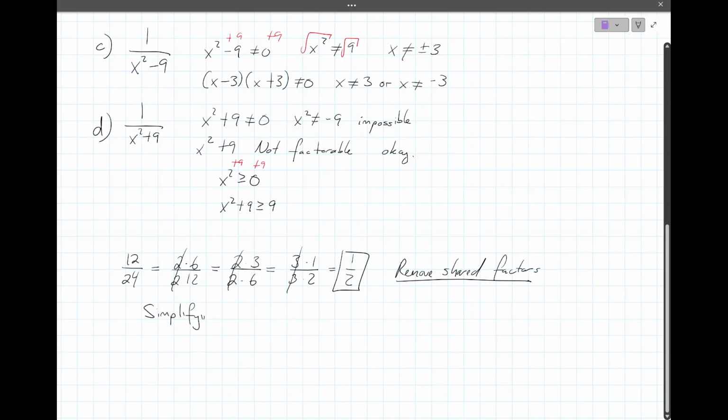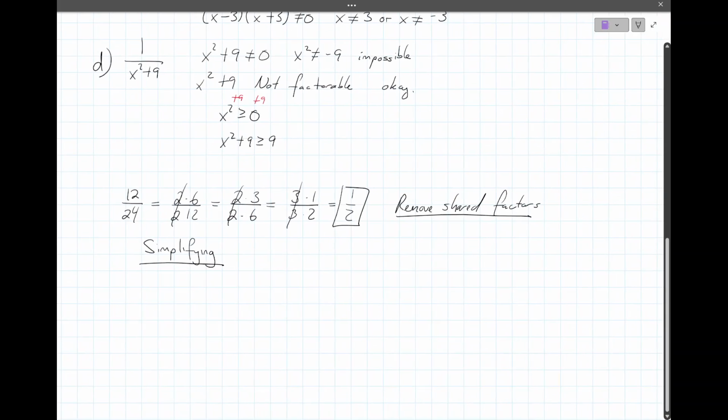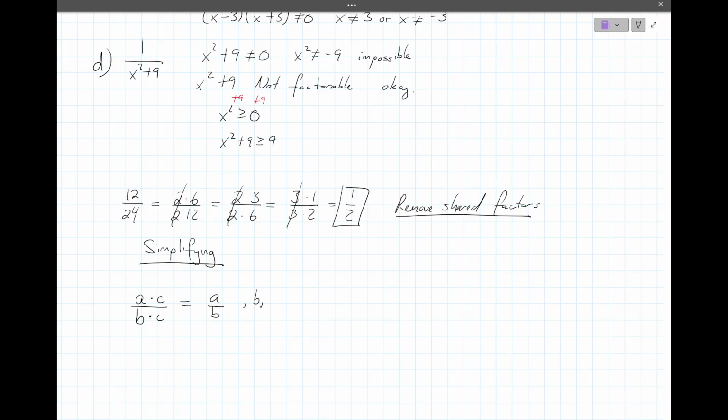We may hear canceling, right? But the actual process is called simplifying. Oftentimes what simplifying looks like in the general form is that if they share a common factor, if I have a times c and b times c, and c is a common factor of the two numbers, then my fraction is actually a over b, right? And b and c cannot be equal to 0. So it's just the general rule that if they share factors, that's the actual number I have.